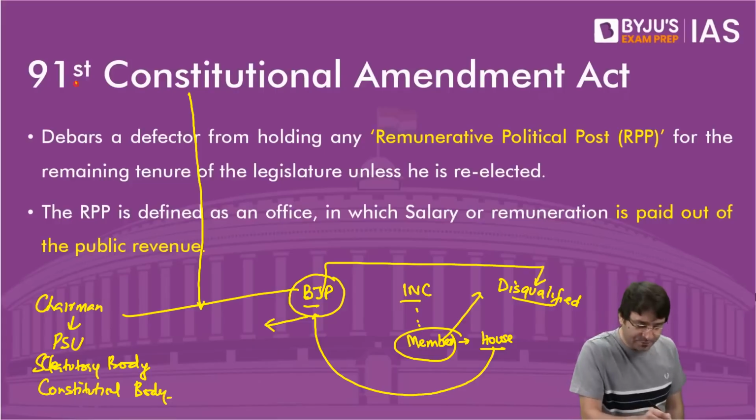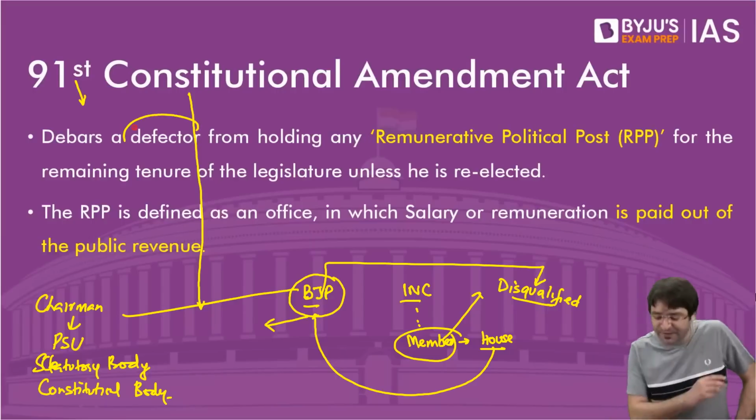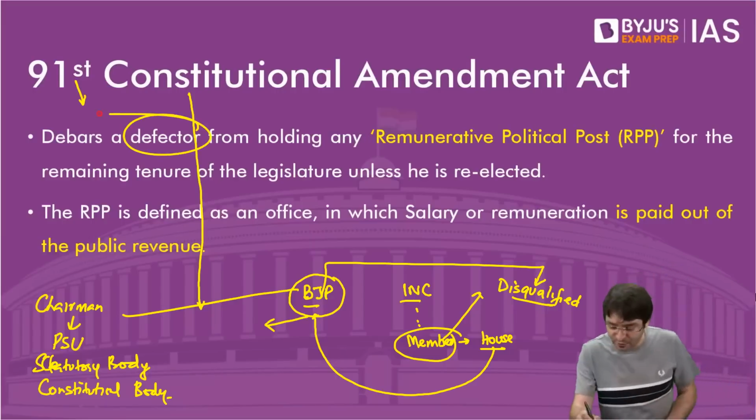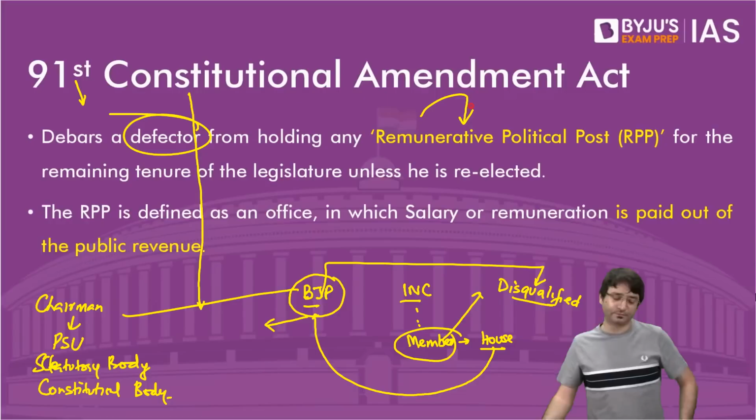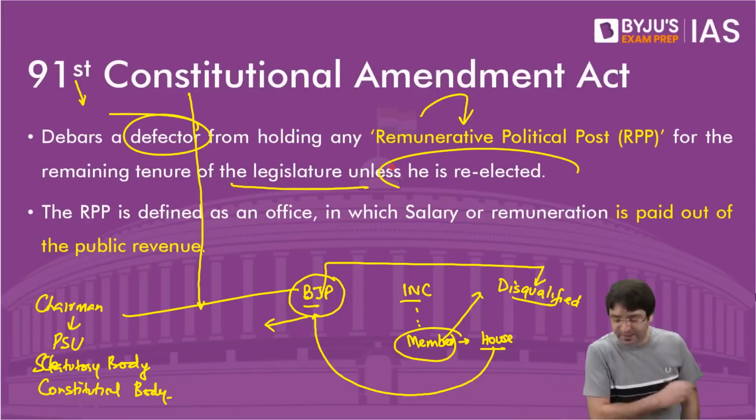Thanks to Atal Bihari Vajpayee, the Constitution was amended again, the 91st Constitutional Amendment Act. It debars a defector from holding any remunerative political post for the remaining tenure of the legislature unless he is re-elected.